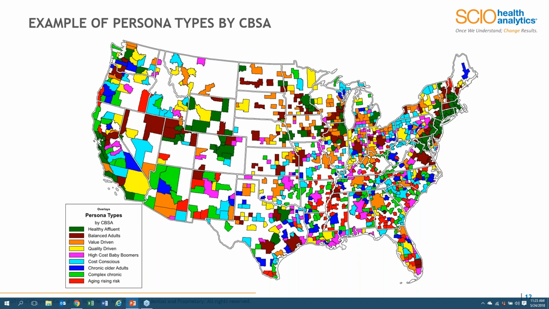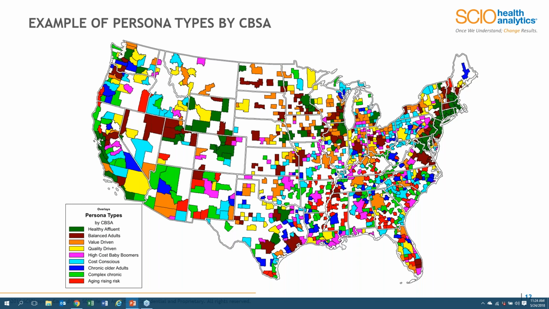Thanks. This map is an example of the primary persona type by CBSA, or core-based statistical area. There are approximately 950 or so CBSAs across the country, which are defined by the U.S. Government Office of Management and Budget. In this map, the personas are represented by the colors in the legend. For example, healthy affluent is the dark green. So we can see where those areas are throughout the country.